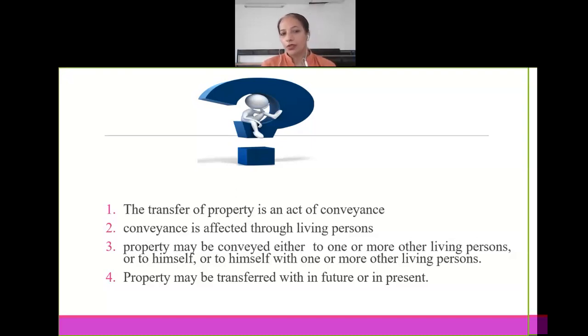Now, the second important thing is that the conveyance is effected through living persons. The important point is these living persons. Now, these living persons could be human beings, companies, corporations, associations, or bodies of individuals. Next, property may be conveyed either to one or more other living persons, or to himself, or to himself with one or more other living persons.